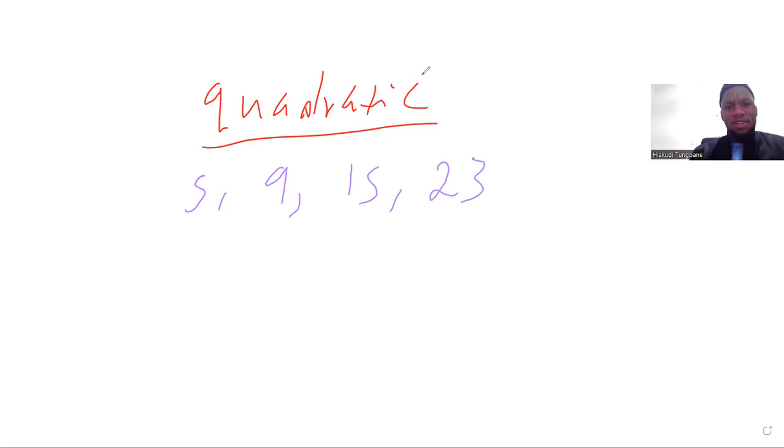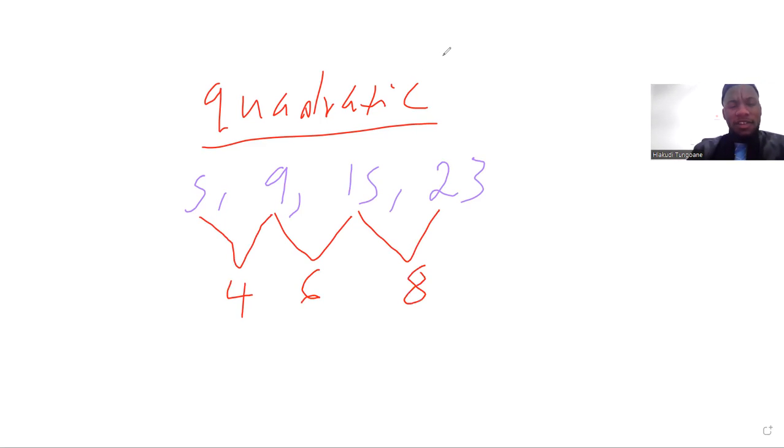So if we take the difference of this sequence, this gives you 4, this gives you 6, this gives you 8. So this 4, 6, 8 is the first difference that I'm talking about, which forms the sequence. Now we need to find the difference of this first sequence. So this gives you 2, this gives you 2.